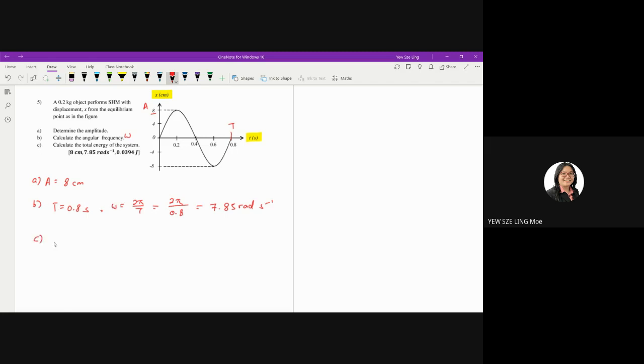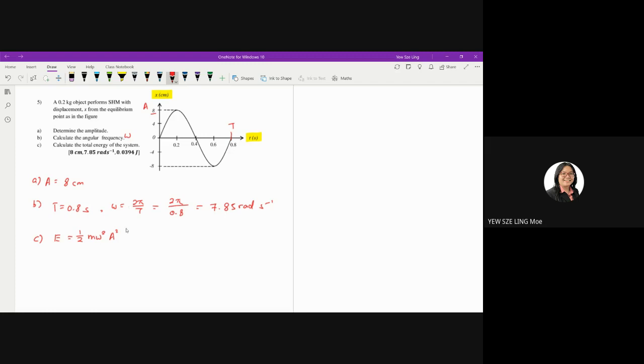Question C, calculate total energy. So for total energy, we have E equals 1/2 kA² or 1/2 mω²A². We don't have the spring constant. Therefore, we use mω². So how do I know that I can use mω²? Well, you have omega in question B, so obviously an equation with omega can be used in question C. Okay, kamu ada omega di soalan B, jadi kita guna equation yang ada omega.